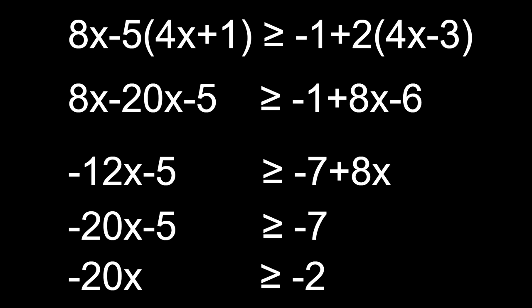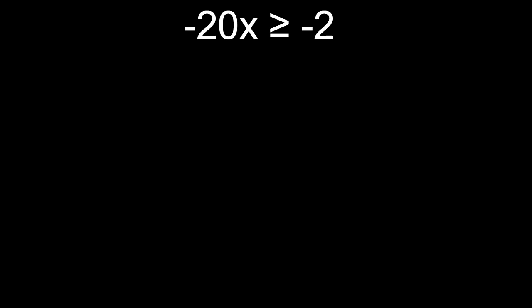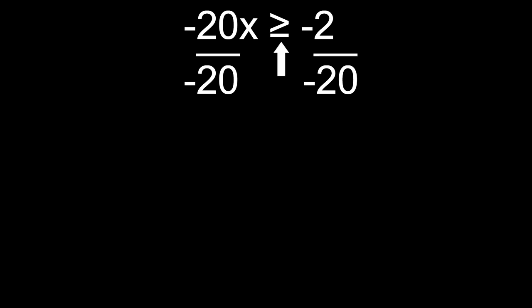Here's where it can get a bit tricky. The next step is to divide by negative 20 on both sides. One thing you need to remember is when you multiply or divide by a negative number to both sides, you have to flip the inequality. So instead of being greater than or equal to, it becomes less than or equal to.